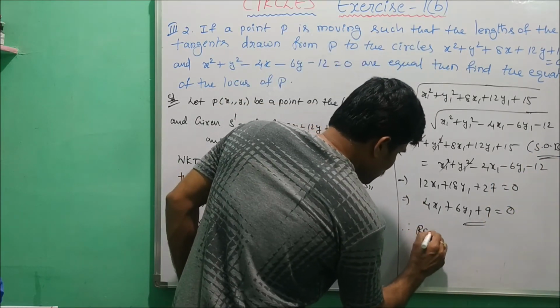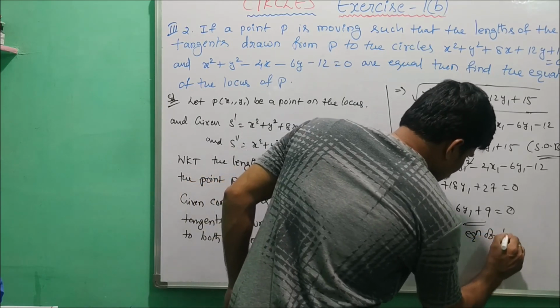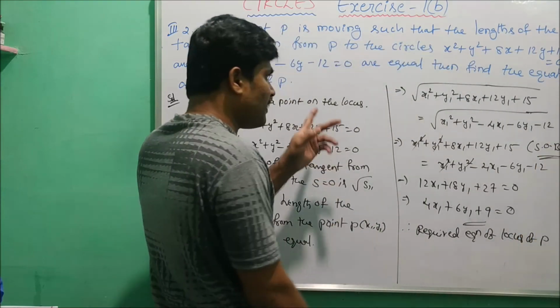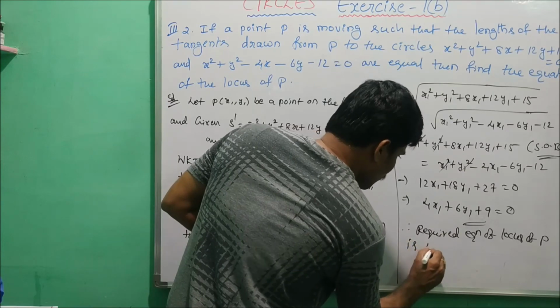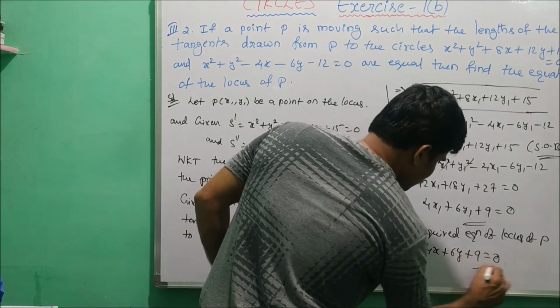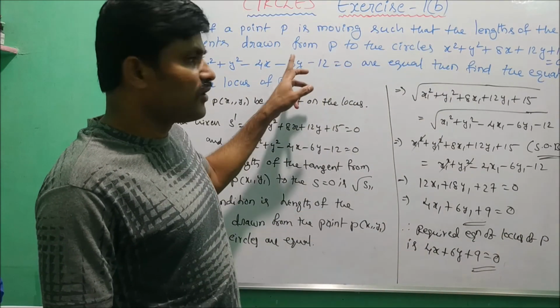Therefore the required equation of the locus of P satisfying the condition that the lengths are equal is 4x plus 6y plus 9 equals 0. So this is the required locus of P, which is the solution of the given problem.